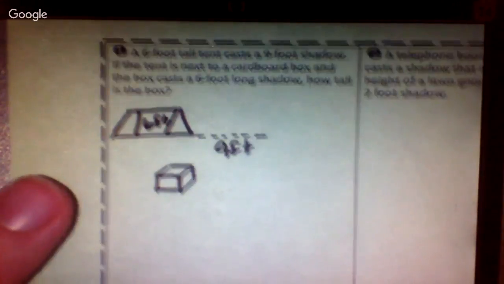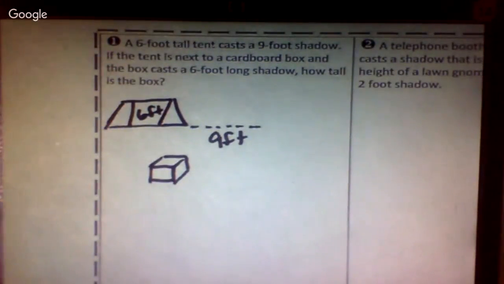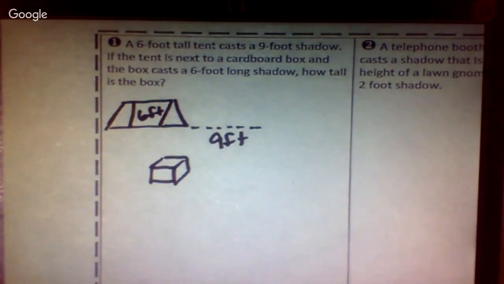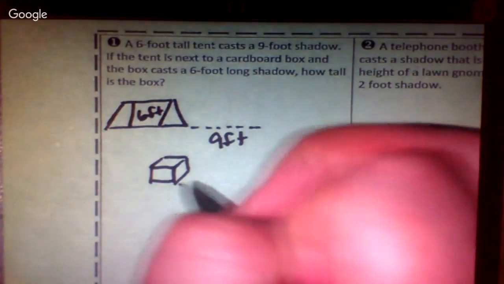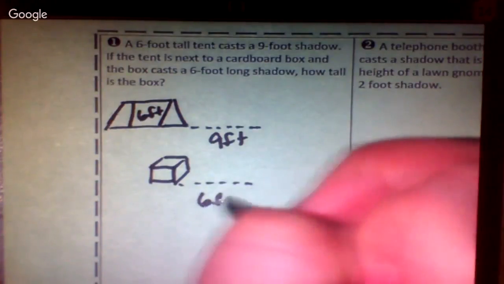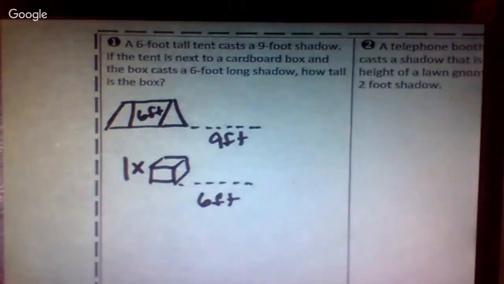That's a cube. What do you think a box is? That could be a rectangle, cube. Well, yeah, it could be a rectangular prism, but no, I decided a cubed box. That's special. And the box is casting a shadow on the ground that is 6 feet long. We want to know, how tall is this box?